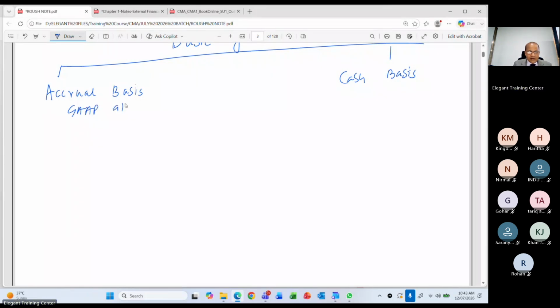Now, GAAP allows accrual basis. Cash basis, no need of GAAP. So cash basis accounting does not have to follow any accounting standard. But accrual basis must follow accounting standards. Clear? Now, under accrual basis, what happens? Understand clearly.